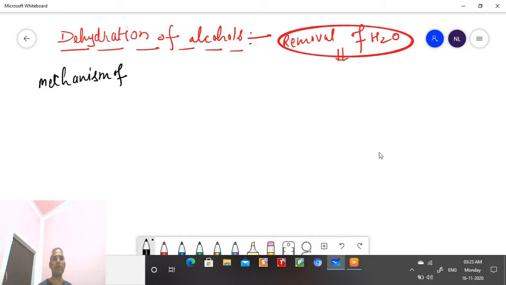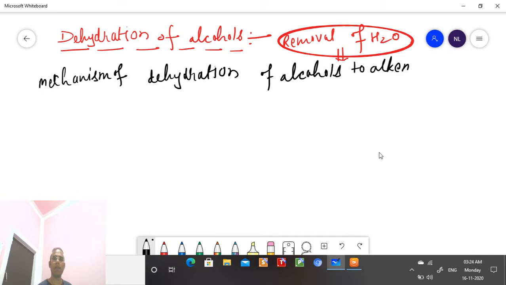Mechanism of dehydration of alcohols to alkenes. This is very basic student, up to board level only we are going to study.